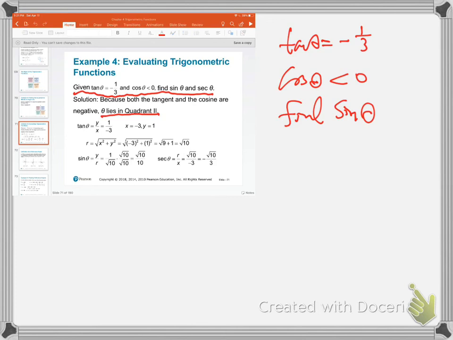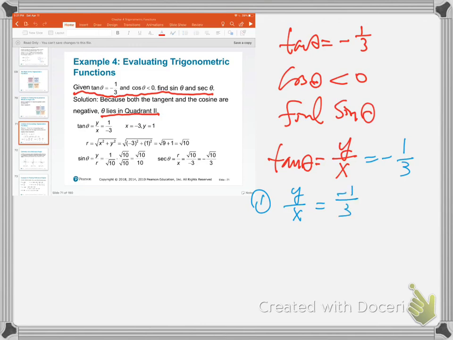So let's write down the definition again. Tangent is y over x, and we know it's -1 over 3. So x and y can each be positive or negative. So we have two cases. One, the numerator is negative, so y over x is -1 over 3. The second case is the numerator is positive and the denominator is negative.